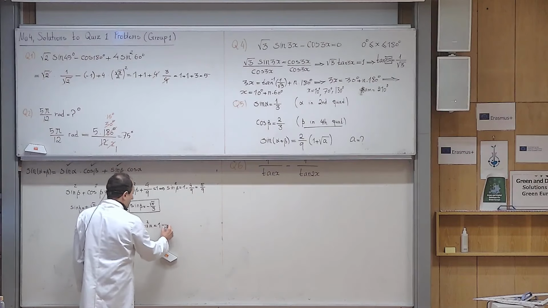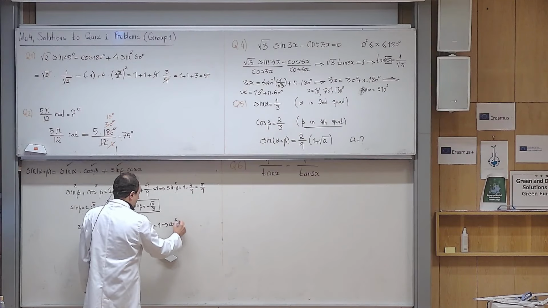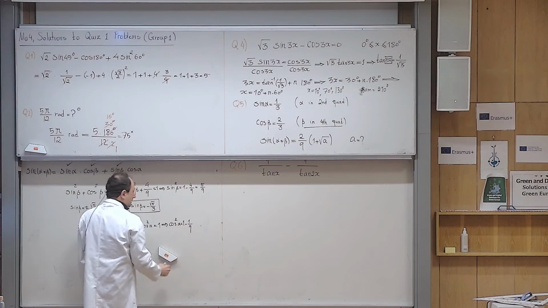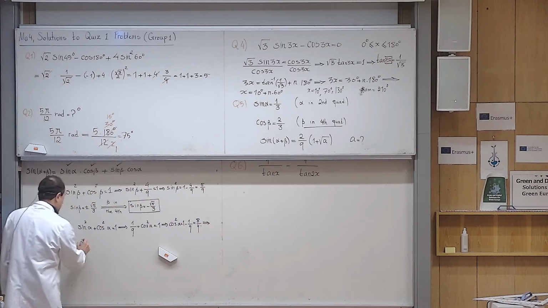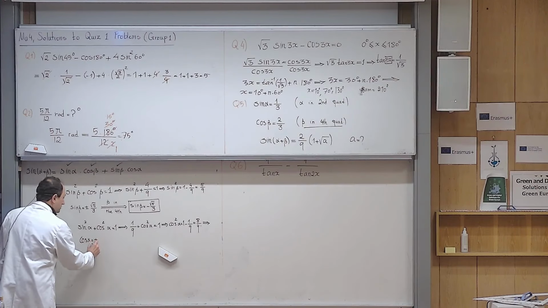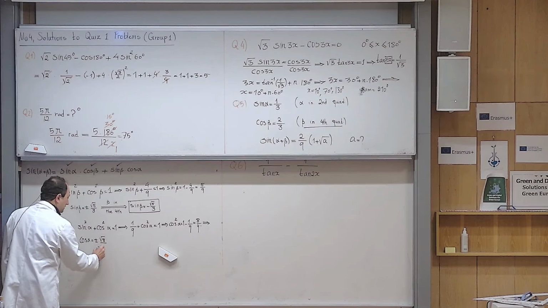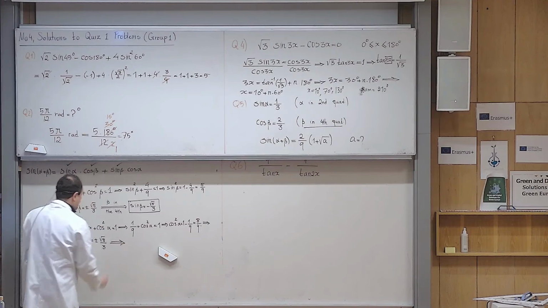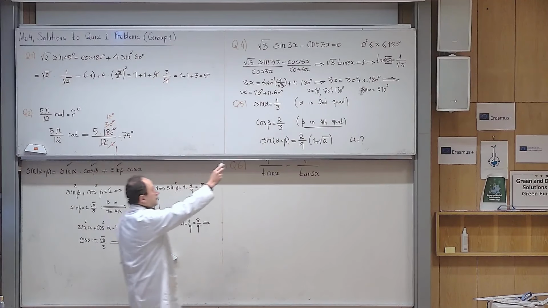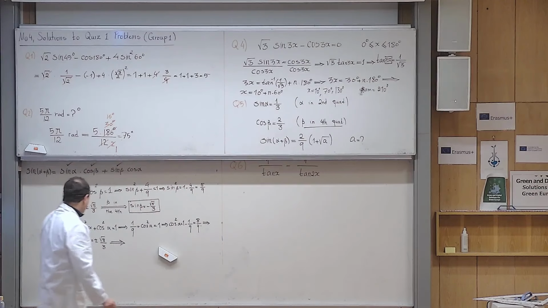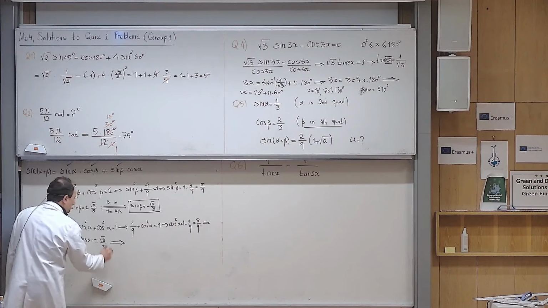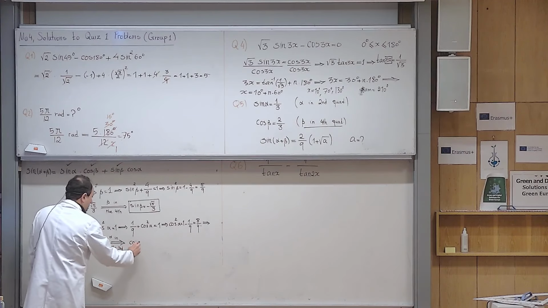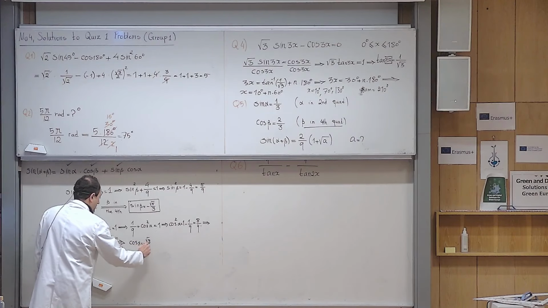So I move this to the other side. Cosine alpha squared is 1 minus 1 over 9, and then it becomes 8 over 9. And I am looking for cosine. I take the square root. It becomes plus or minus the square root of 8 over 3. But again, which one is acceptable? Because alpha is in the 2nd quadrant. Cosine in the 2nd quadrant is negative. So this means that cosine alpha is minus the square root of 8 over 3.